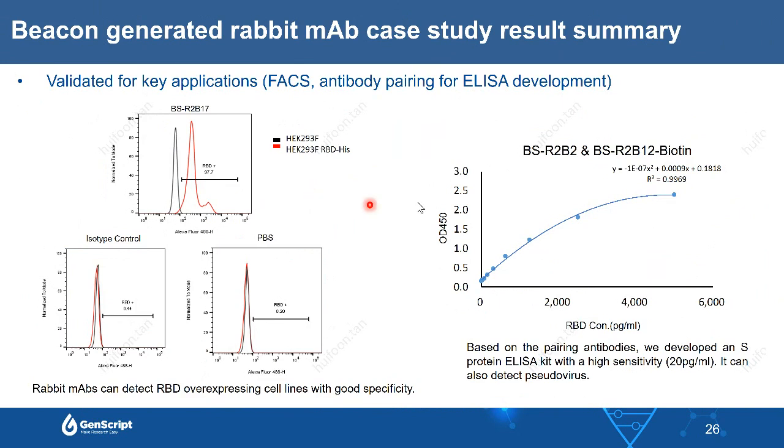These antibodies generated from the MonoRab Beacon platform with different epitope bins form a good pairing for ELISA kit development. The sensitivity is 20 picograms per mL, which is pretty high. It can also detect the pseudovirus.